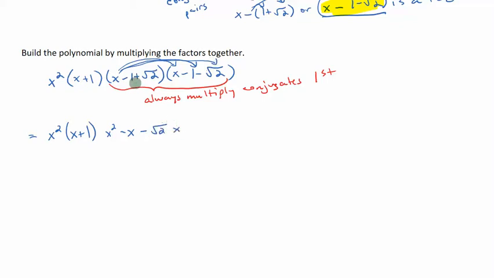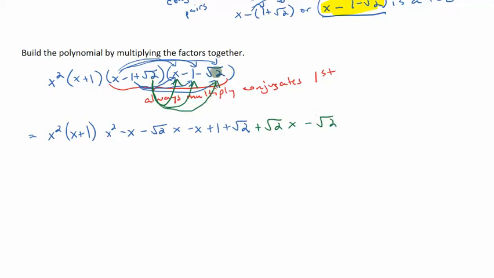Then I distribute my negative 1. I get negative x. I get positive 1. And I get positive square root of 2. Lastly, I distribute my square root of 2. So I get positive square root of 2x minus square root of 2.